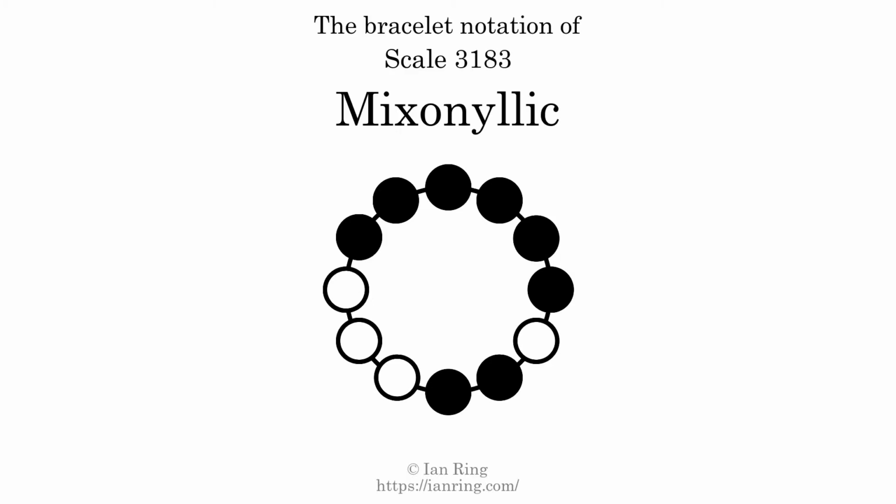This is a bracelet notation diagram of scale 3183. The shaded circles represent tones that appear in the scale, and they are read clockwise, starting at the top.